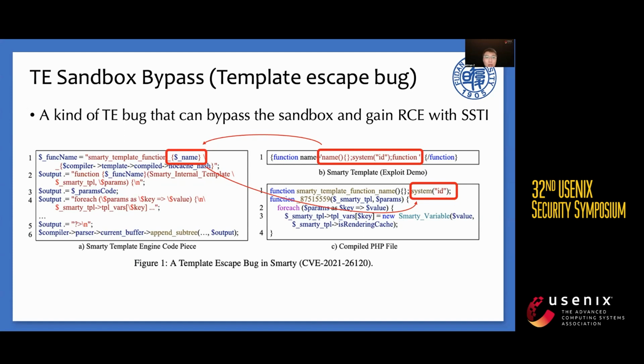By examining the code piece in figure 1a, we observe that the name variable at line 1 can be controlled by an SSTI attack, and its value is directly output to the PHP file at line 6 without any sanitization. If the attacker injects this code, we can observe that the final PHP file is transformed into this, such as executing system ID and enabling an RCE attack.